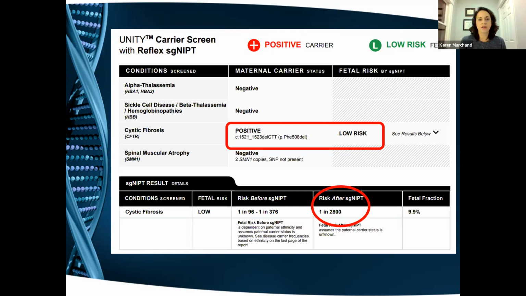So the top part is the carrier testing on the left. So it shows the conditions and the maternal carrier status. So in this case, you can see this patient was determined to be a carrier of cystic fibrosis and has the common Delta F508 mutation. And then they show on the right that they did fetal single gene NIPT for cystic fibrosis, which came back low risk. And down below, you can see that it's reported as 1 in 2,800 chance for the fetus to be affected.